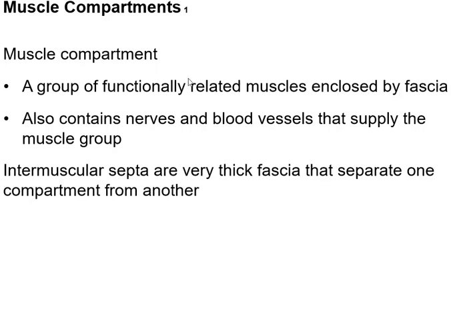So revisiting muscle compartments, it is several functionally related muscles enclosed by fascia. It also has those nerves and blood vessels inside there that you have to have in order to get food to the muscles, to get oxygen to the muscles, to get the waste away.